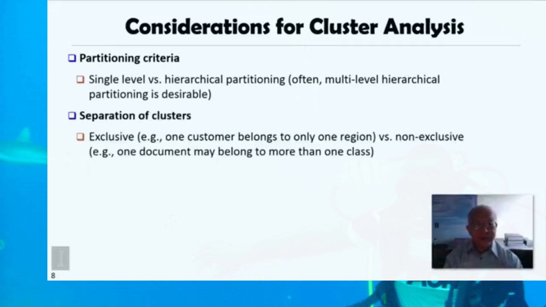The second thing we want to consider is how the clusters can separate the objects. It can be hard or exclusive, or soft, non-exclusive. Okay. Exclusive means one object, like one customer, can belong to only one region. Non-exclusive, for example, means one document may belong to more than one cluster.